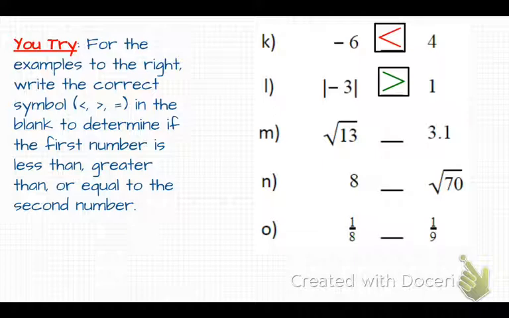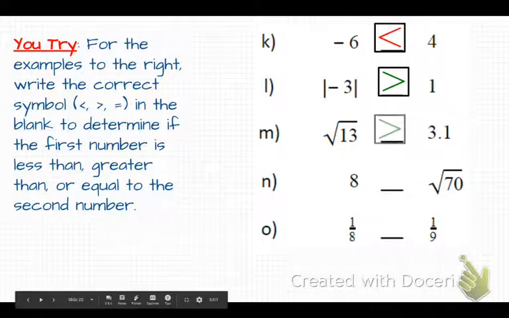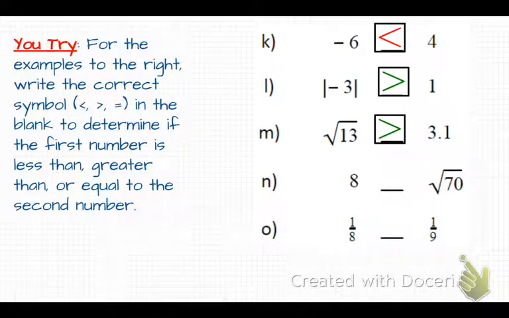What about the square root of 13 and 3.1? Square root of 13. How do I know that? Because the square root of 13 is in between the square root of 9 and the square root of 16, and it leans more towards the square root of 16, which happens to be 4. The square root of 13 is a little bit closer to 4 than it is to 3. What about 8 and the square root of 70? Square root of 70, because that's between 8 and 9, and it's bigger than 8. What about 1/8 and 1/9? 1/8, because I'd rather eat my pizza with 8 people than 9. You'd rather share your pizza with 8 people than with 9 people.